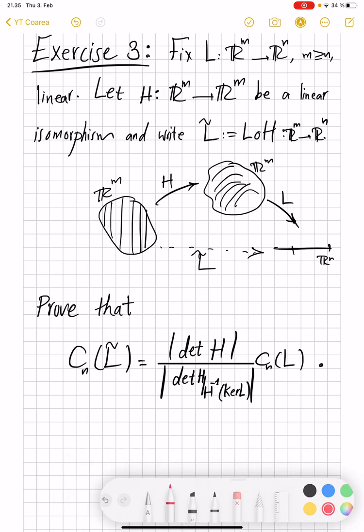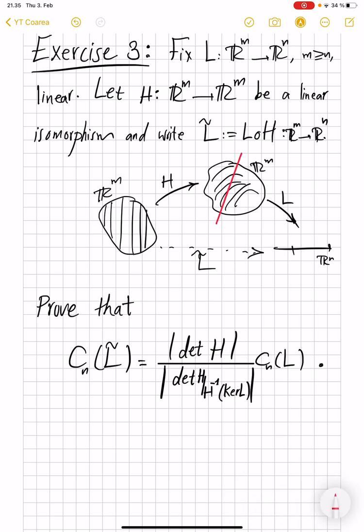Let me draw in red what is happening. So if this was the kernel of L, then it has become some new subspace back here. This is the same, by the way, as the kernel of L tilde, which is of course H inverse of the kernel of L. So when you restrict H to this, it becomes a linear map from this copy of Rm minus n to this copy of Rm minus n. It has a determinant, and we just take that off. So this part has to do with that. But the numerator is the full determinant of how area transforms.